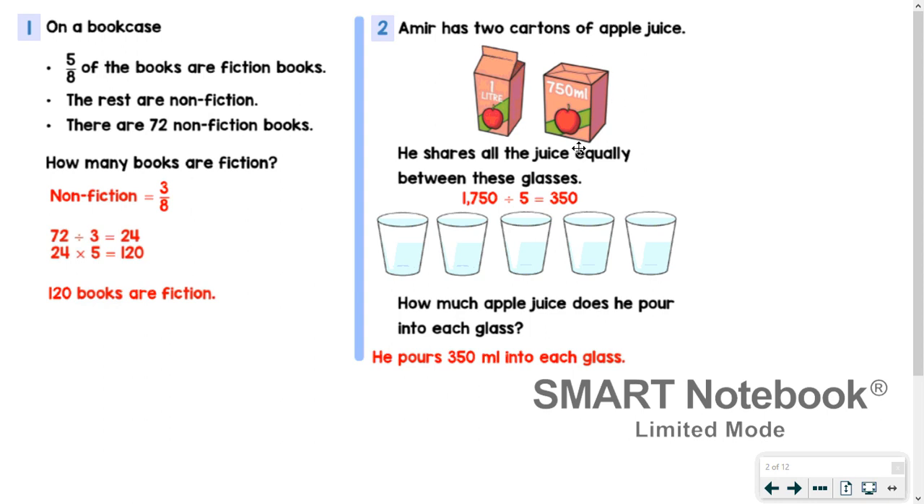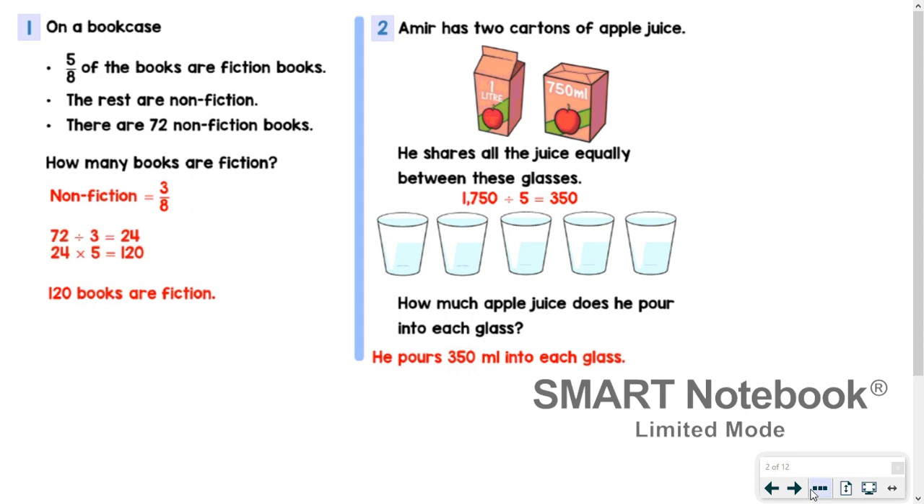So we need to work out what we've got in total. So we need to convert 1 litre into millilitres. So 1 litre as millilitres, that's 1,000, because there are 1,000 millilitres in 1 litre. And then we add the 750 millilitres for 1,750 millilitres. We then want to split that between the 5 glasses equally. So to do that equally, we divide. We're sharing it out. So we divide 1,750 by 5, which is 350. So we can then say that he pours 350 millilitres into each glass.